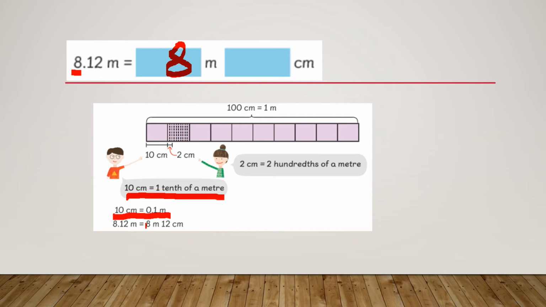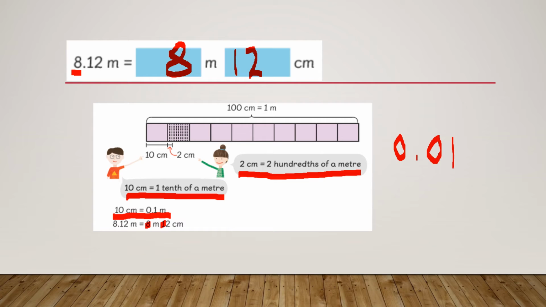So that's this one gone and this one gone. We know what they are. So all we have left is the 0.02. If we had 0.01, we have 1/100th of a meter. 1 centimeter is the same as 1/100th of a meter. So 2 centimeters is the same as 2/100ths of a meter. So we have 8 meters, we have 10 centimeters for the 0.1, and 2 centimeters for the 0.02, giving us a total of 8 meters and 12 centimeters.